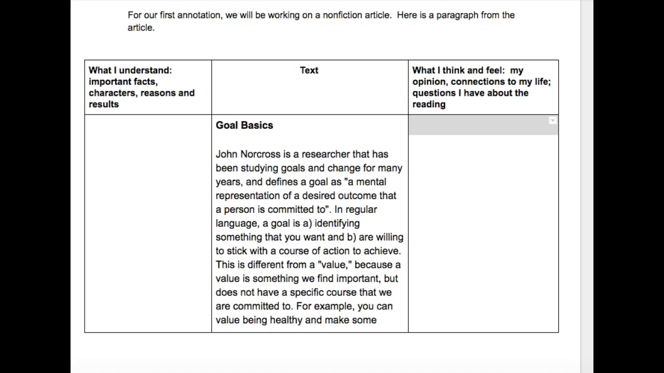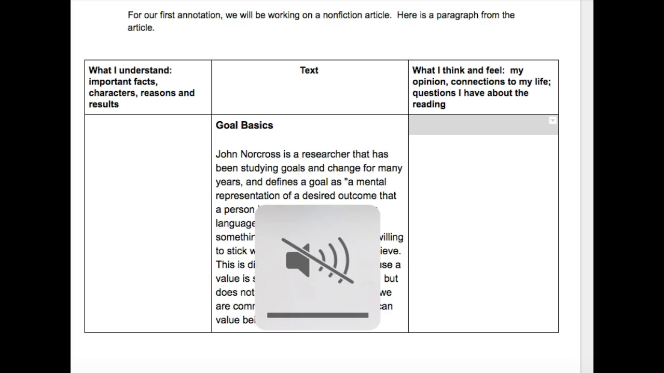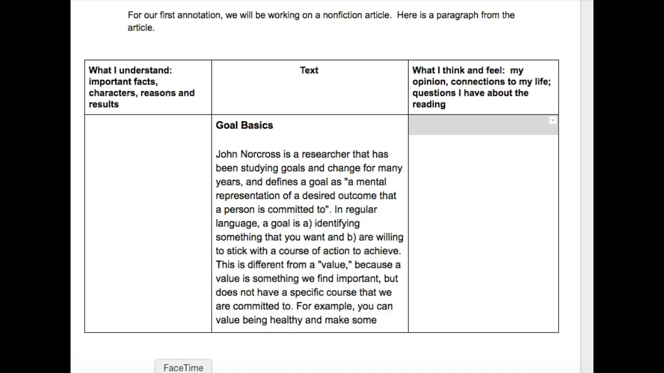This is the first paragraph in the article, and I want you to understand how I go about doing my annotations. So I'm just going to talk to you about what I think as I'm reading. Okay, so first I've seen that there's a title here, Goal Basics. So basics to me just means basic information. And so maybe I'll get a definition. I'm typing very quickly.